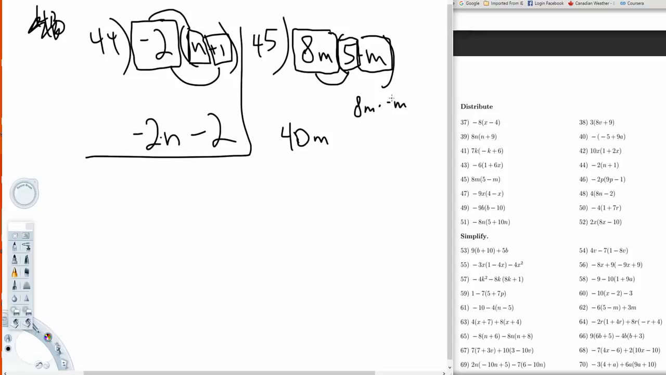So now let's take a look at this. That's an interesting one. What's on the left of this m? 8. What's on the left of this m? Negative. What is that really? Negative 1. So let's rewrite it. 8m times negative 1m. You'll never see this. Negative 1m and negative m is the exact same thing. Negative 1 times 8 equals negative 8. m times m equals m squared. 40m minus 8m squared. That is the answer.